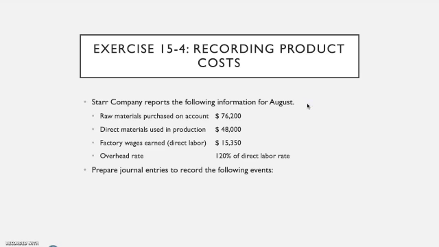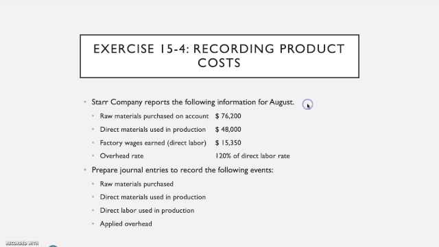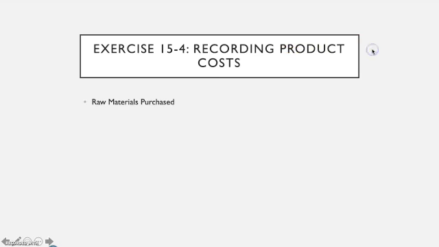Now it asks us to prepare the journal entries for raw materials purchased, direct materials used in production, direct labor used in production, and finally the applied overhead. So the first one, raw materials purchased, our journal entry is going to be this. We're going to debit raw material inventory and credit accounts payable.